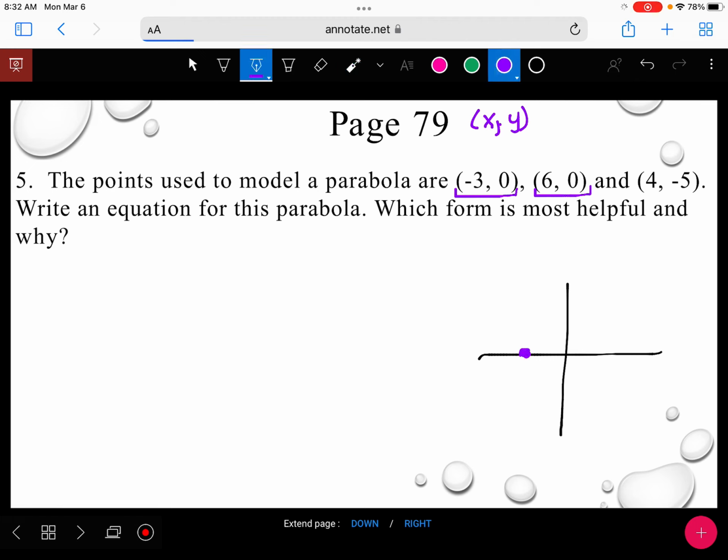How about for 6, 0? Is that going to be right or up? Right. These 2 pieces have a special name. Does anyone remember what they are? Our x-intercepts. These are my x-intercepts.